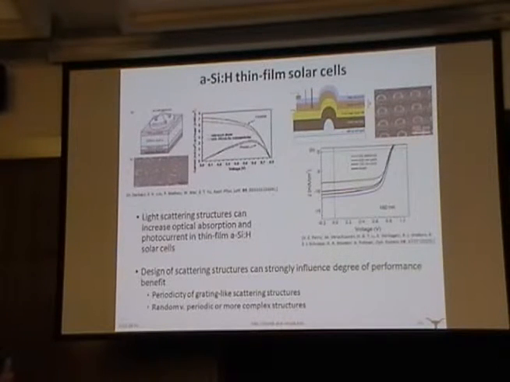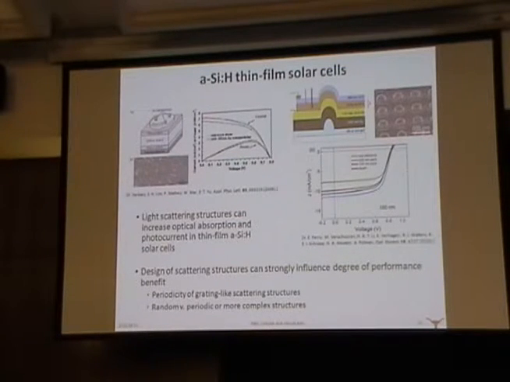I show one example of this over here, where in this case, what's been done is to take a substrate that is patterned. So you create a regular topography on this, and these then act as scattering elements. Then you deposit amorphous silicon on that patterned surface, and you look at the IV response.